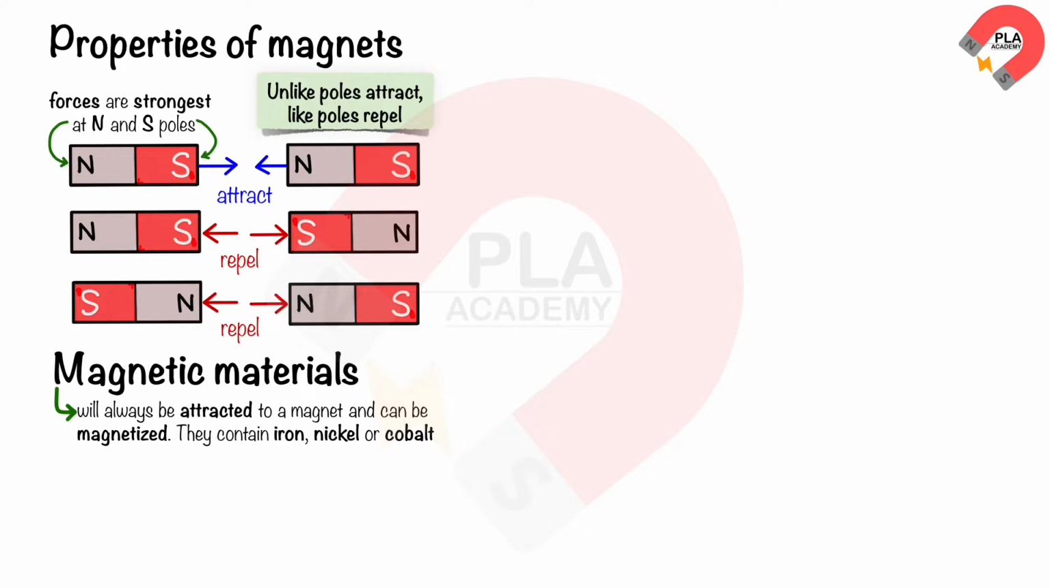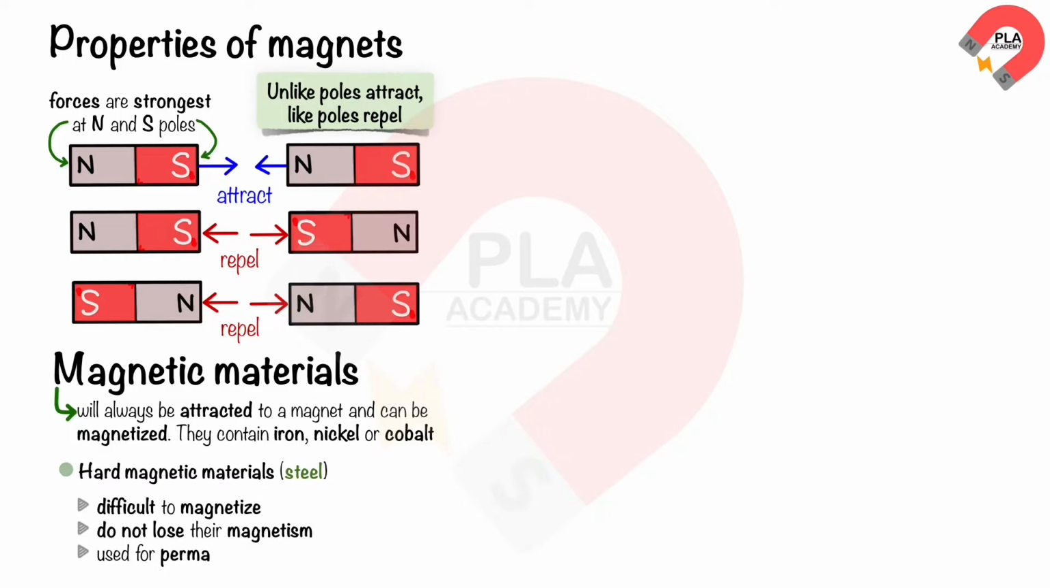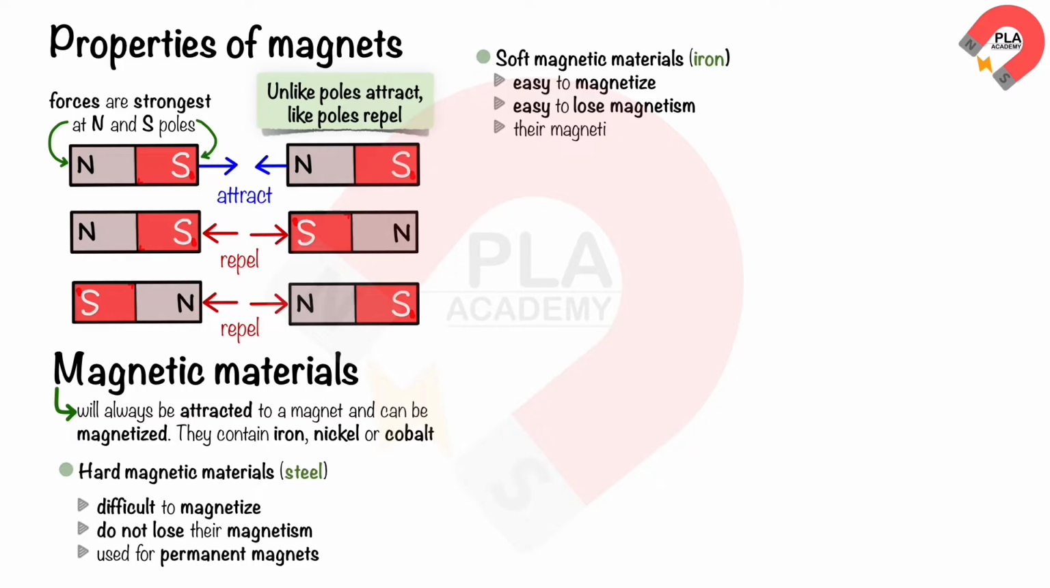There are two types of magnetic materials. Hard magnetic materials such as steel are difficult to magnetize, but do not readily lose their magnetism. They are used for permanent magnets. Soft magnetic materials such as iron are relatively easy to magnetize and easy to lose magnetism, so their magnetism is only temporary. They are used in the cores of electromagnets and transformers, because their magnetic effect can be switched on and off, or reversed easily.